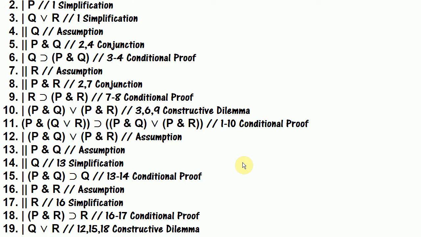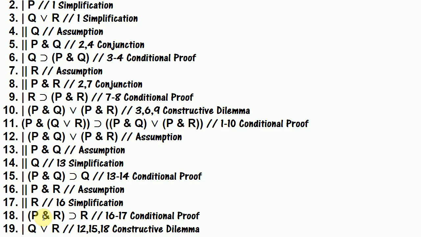And now we can use a constructive dilemma to get Q or R. And that's from lines 12, 15, and 18. So up on 12 we have our disjunction, and on 15 and 18 we have 2 conditionals. Now how are we going to get P?